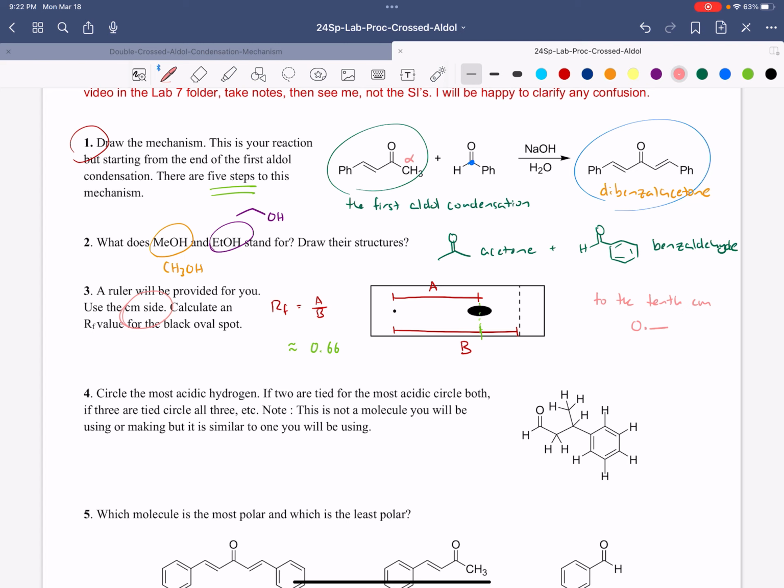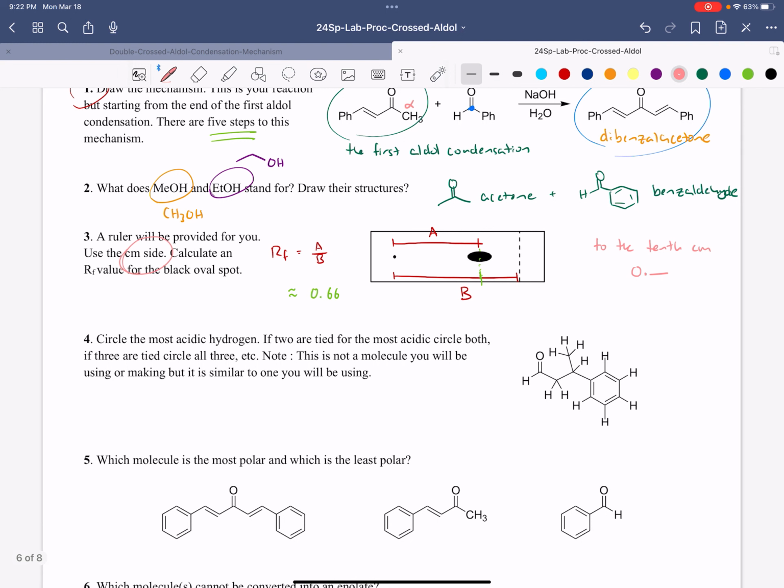Okay? Number 4, circle the most acidic hydrogen. If 2 are tied for the most acidic, circle both. Okay. Maybe you don't see it right away. Let me simplify this drawing. You could always do that on a scratch sheet of paper or on the quiz itself. But we have this. Okay, if I remove all the hydrogens, well, except for this one here. I usually draw that one.